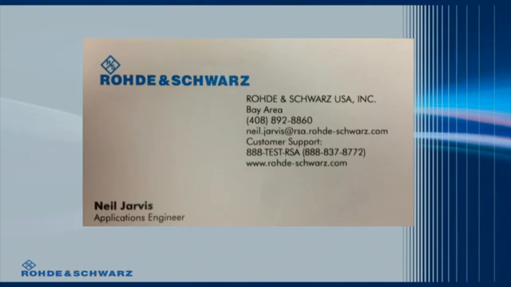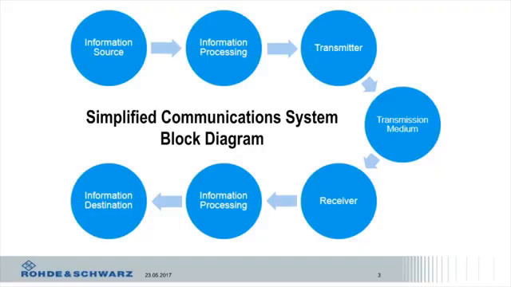Here's a copy of my card. I work for Rohde & Schwarz Corporation. I'm an applications engineer in the Bay Area, and I've been working in microwave and RF for many years, in a variety of different areas. So I'm going to start out with a little bit of a review of previous topics I've spoken about.